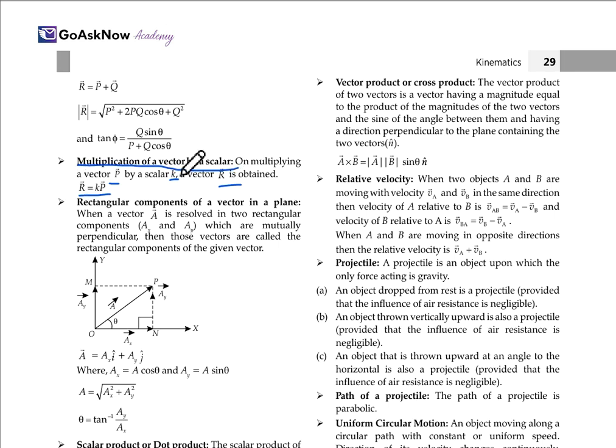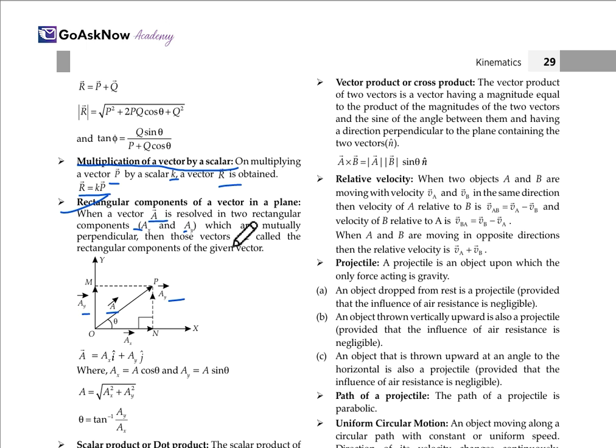Vector cross product. After the scalar or dot product, we'll read the vector or cross product. The vector product of two vectors is a vector having magnitude equal to the product of the magnitudes of the two vectors and the sine of the angle between them, having direction perpendicular to the plane containing them. Then the velocity of A relative to B is VAB, equal to VA minus VB, which is equal to minus VBA. With respect to B, it will be VB minus VA. With respect to A, it will be VA minus VB.